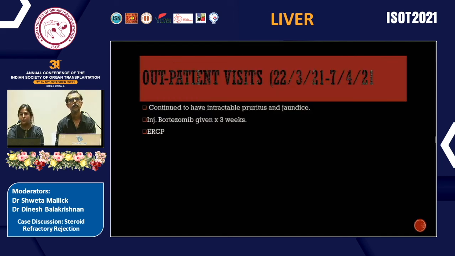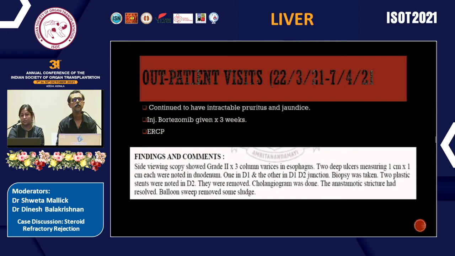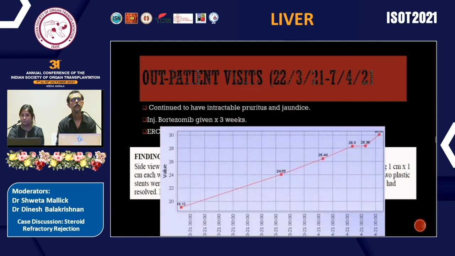Next few visits were as outpatient. Patient continued to have intractable pruritus and jaundice. We decided to add bortezomib at this point, having exhausted a lot of options. We also wanted to revisit the stricture. ERCP was done. During endoscopy, we found that he had developed 3 columns of grade 2 varices. There were 2 ulcers in the duodenum, biopsy of which was non-specific. The stricture had resolved and the stents were removed.